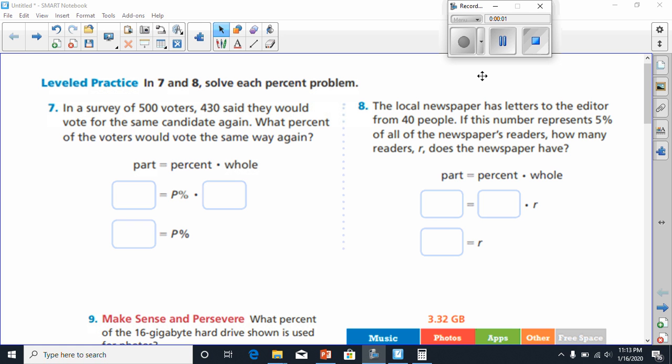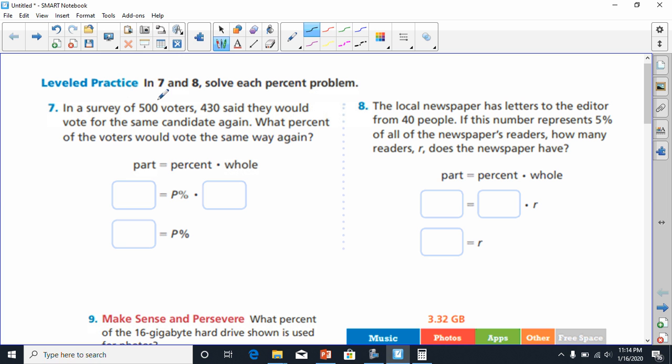Right, everybody, we're going to be doing representing the percent equation tonight. I'll be taking the odd ones. So let's start with number 7. A survey of 500 voters found that 430 said they would vote for the same candidate again. What percent of voters would vote the same way again?